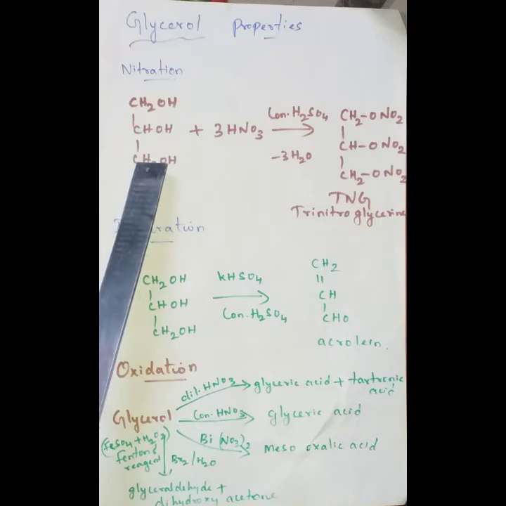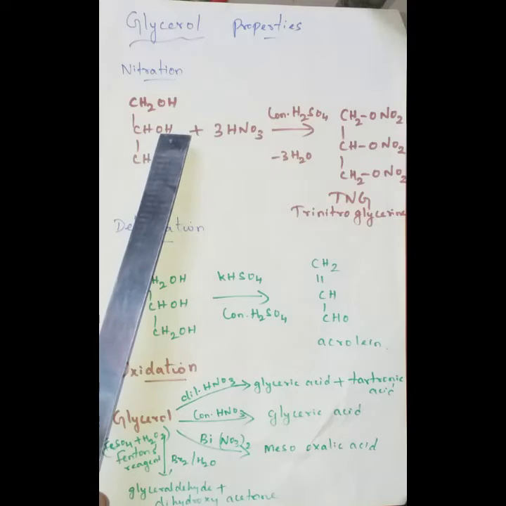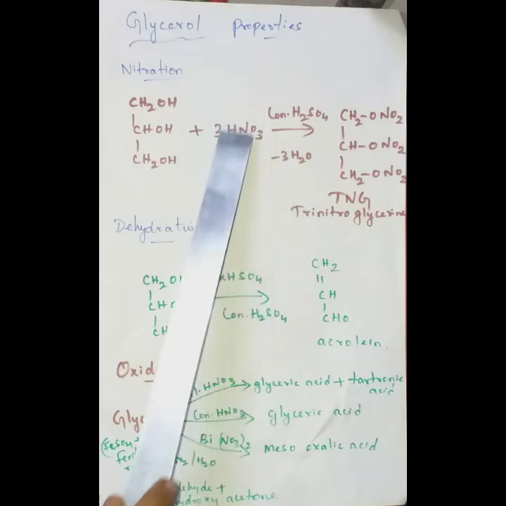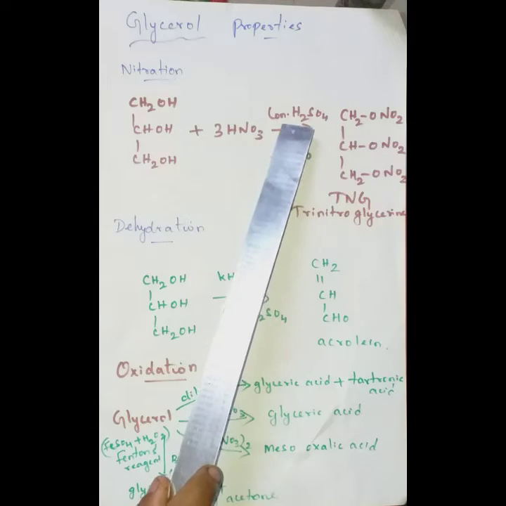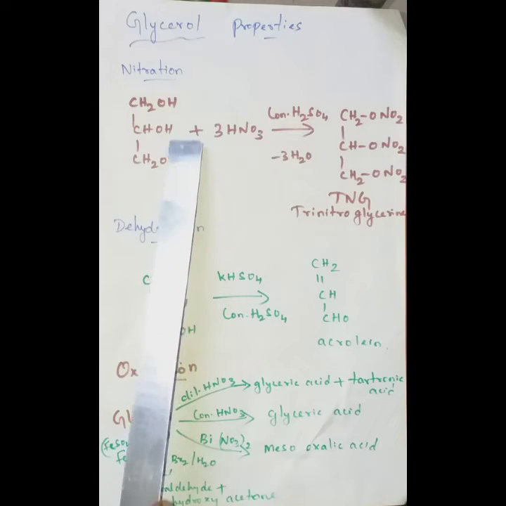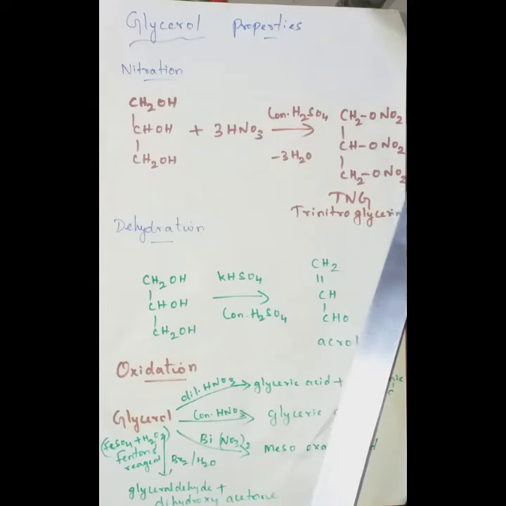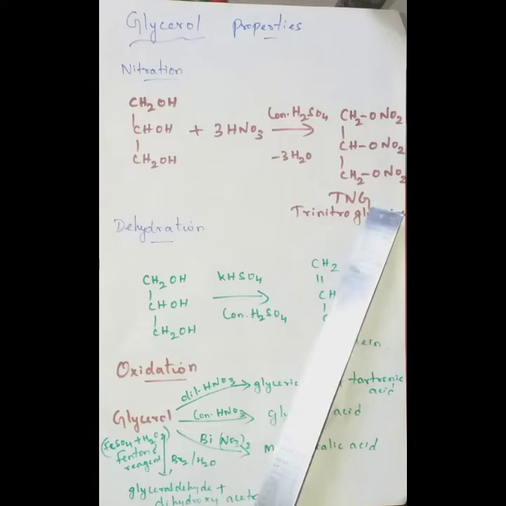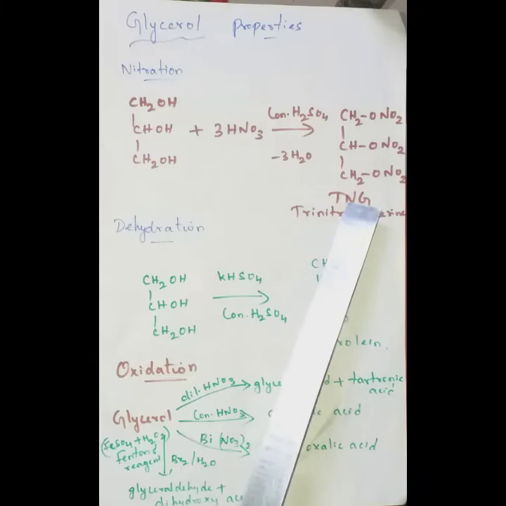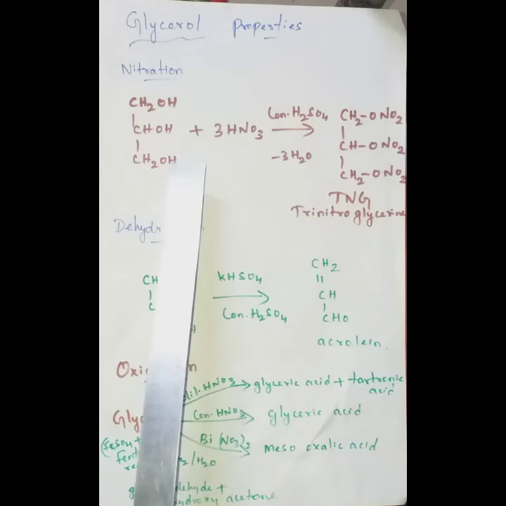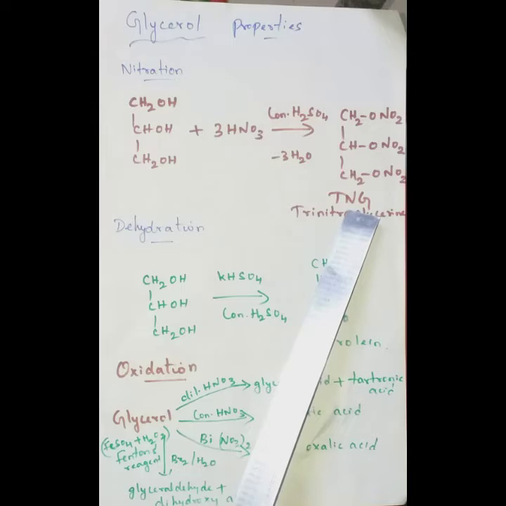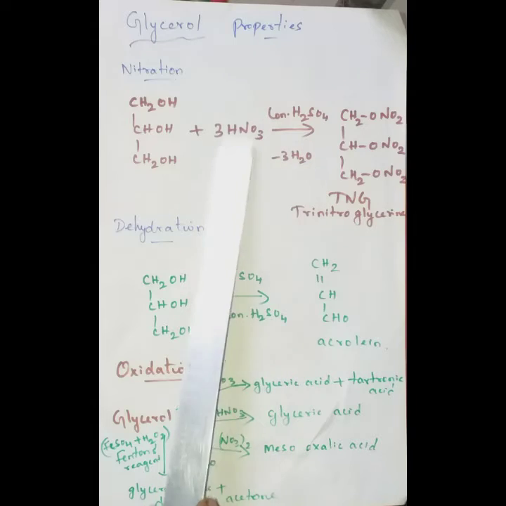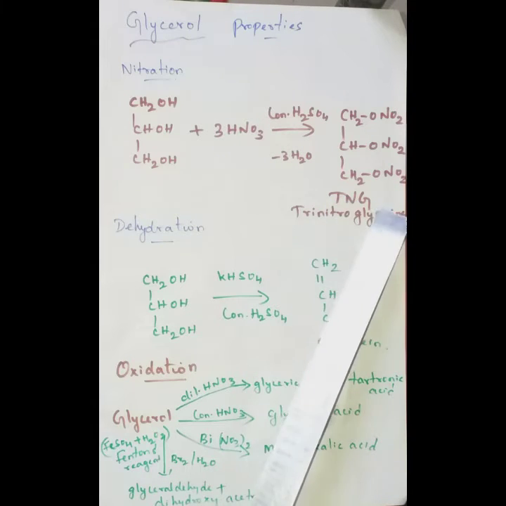So first and third carbon are primary alcohols and the second carbon is a secondary alcohol because the OH group is attached to CH. When it is treated with a nitrating mixture, conc. nitric acid and conc. sulfuric acid, here also the 3 hydrogen atoms are replaced by 3 NO2 groups. So it forms trinitroglycerine, TNG. It is also a highly explosive substance. The question may ask, how will you convert glycerol to trinitroglycerine, or how is TNG prepared? So by the help of nitrating mixture, it changes into trinitroglycerine.